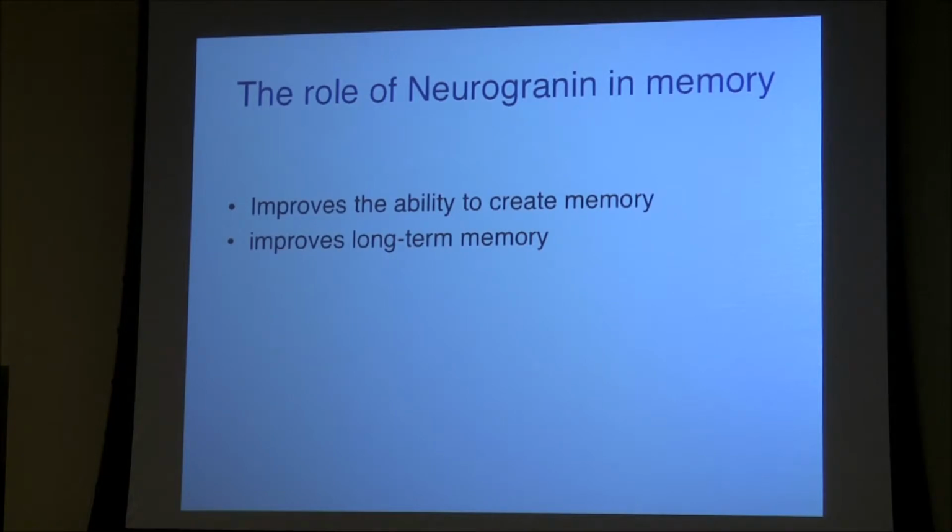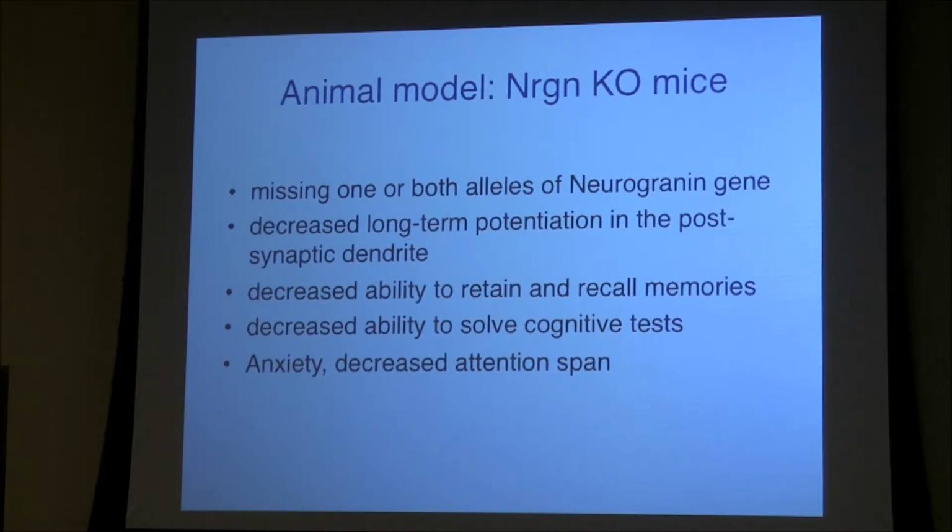So neurogranin improves the ability to create memory and long-term memory. And if you delete the neurogranin gene in mice, they have decreased so-called long-term potentiation. They have a decreased ability to retain and recall memory. They have decreased cognitive ability, and they're actually very anxious. In fact, one of the people who's been doing the most research on this at the NIH told me it's very difficult to study these mice, and they have this whole battery of cognitive testing, because the mice are kind of all over the place. They're very anxious and they're hyperactive. So that suggests this gene could be contributing to some of the ADHD phenotypes that you have been found to have.